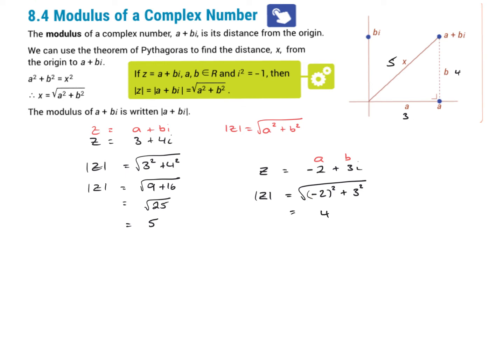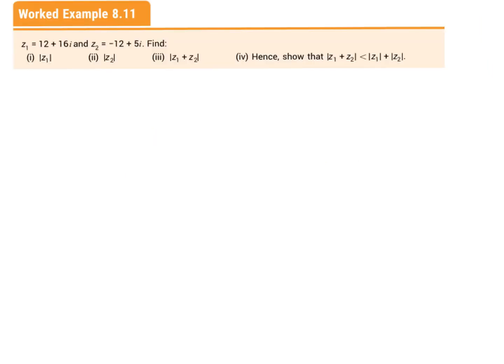We end up with 4 plus 9 square rooted. And then if we add them together, we get 13, root 13. We don't know the answer to root 13, so we can just leave it as root 13. We can simplify the previous one because we know that root 25 is 5, but this is just root 13. Okay, let's have a look at the next slide. So the next slide says if z1 is equal to 12 plus 16i and z2 is equal to minus 12 plus 5i, we've been asked to find out the modulus of z1, the modulus of z2, and then to add them up.